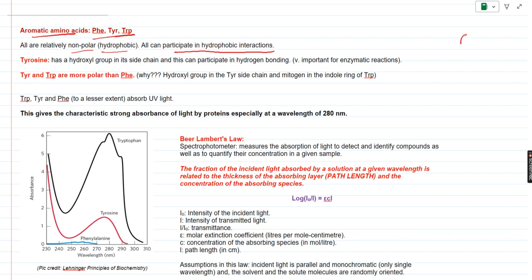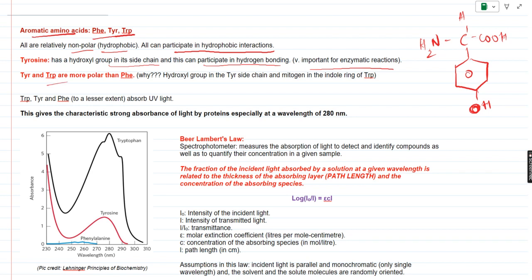If you see the structure of tyrosine, I'm just drawing it here. It has an OH here, so it has a hydroxyl group in its side chain, and this can participate in hydrogen bonding as well. The oxygen atom that is part of the hydroxyl group in the R group can participate in hydrogen bonding. Why I am stressing this particular property is that it plays a very crucial role in various enzymatic reactions. I will be discussing certain prominent enzymatic mechanisms in my upcoming lectures as well.